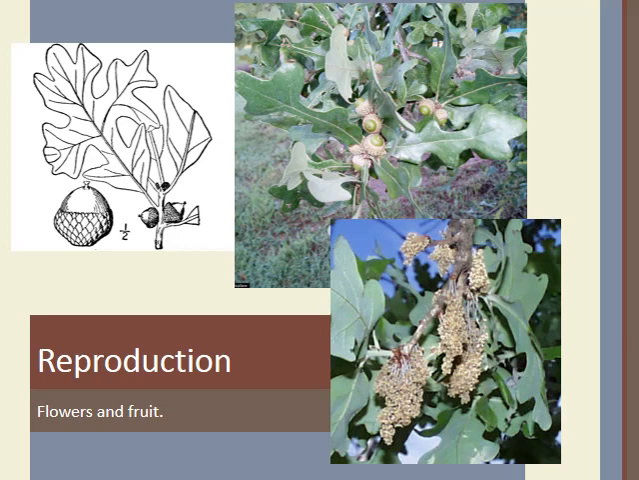Reproduction: flowering and fruiting. Post oak is monoecious and produces 2 types of small flowers. Yellow-green male flowers appear in hanging catkins. Reddish female flowers appear among the leaves in small spikes.